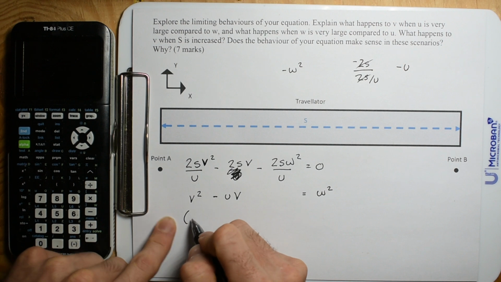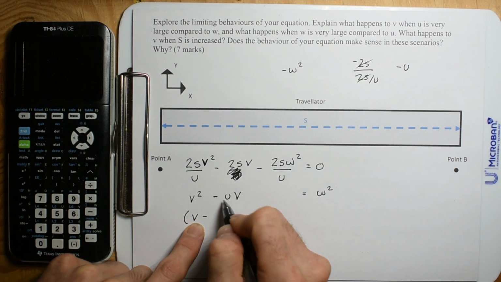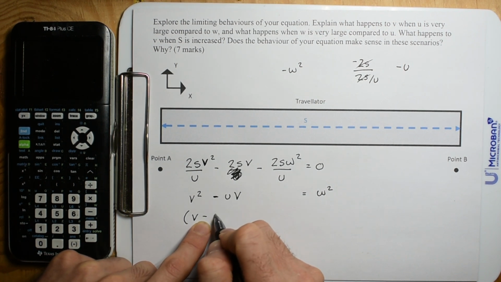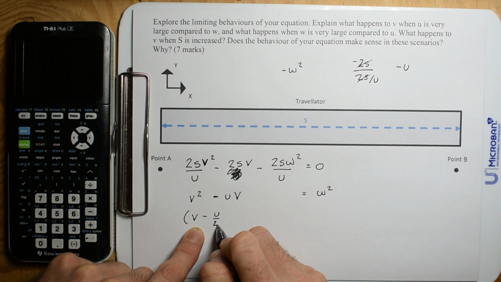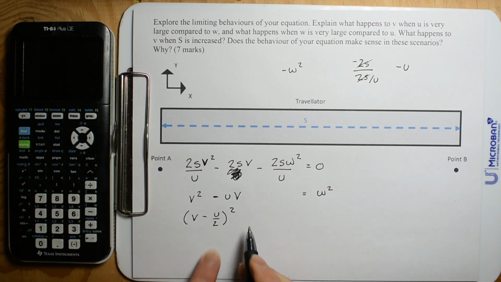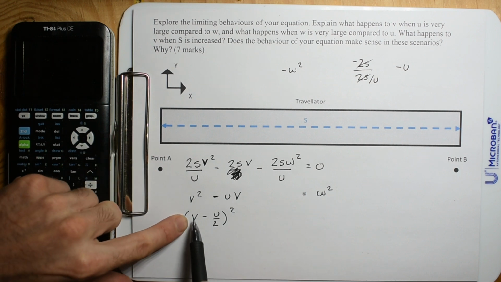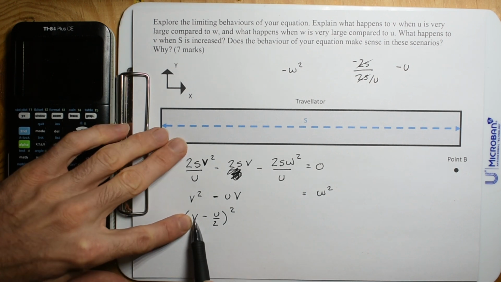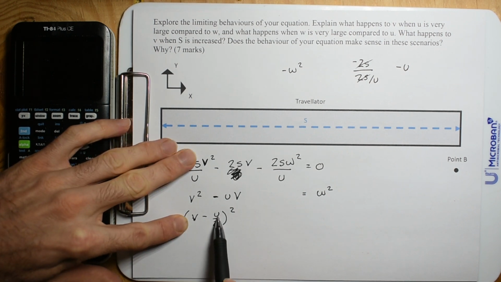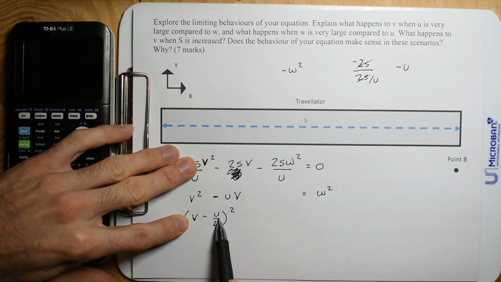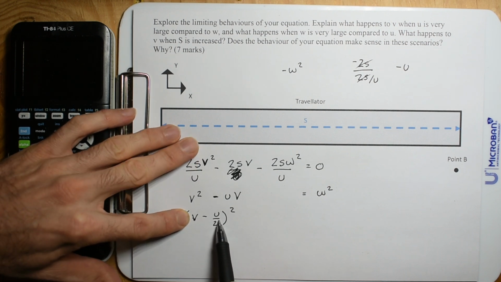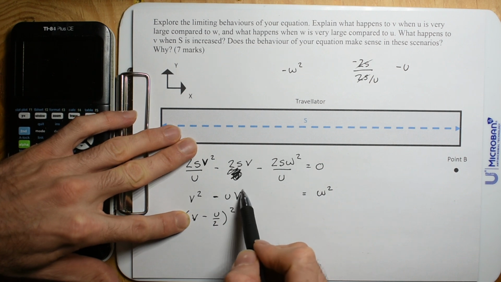Now I'm going to complete the square. This is going to be V minus, still got to keep that minus, U divided by 2, squared. And now when I do the square root of this, I'm going to have V squared. I'm going to have V times negative 1/2 U. It's going to be a negative, and then double it. That's going to be my negative UV.